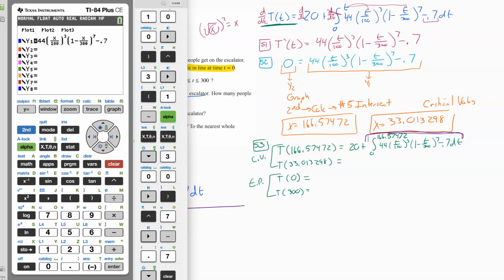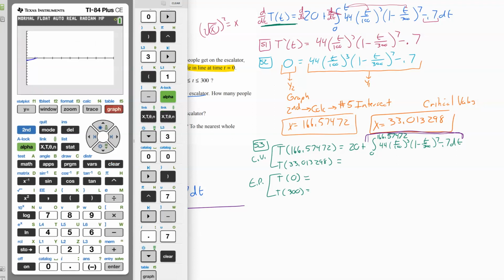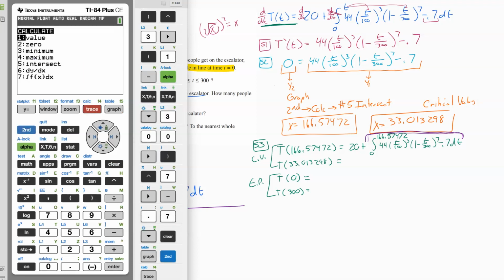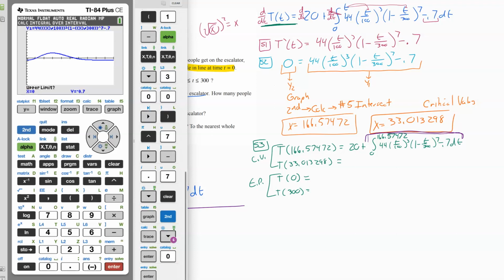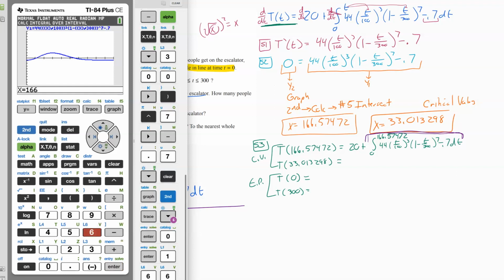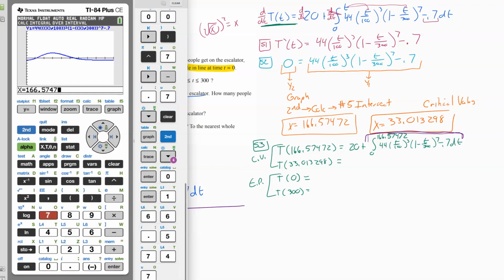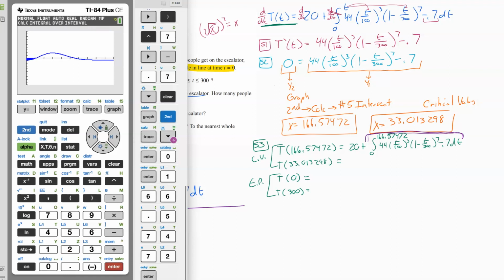Be careful on hitting clear too fast. I just told you to do that in an earlier video. But so we graph that, and now we're going to go second, calc, and we'll choose the number 7 option, integral of f of x dx. Our lower bound on this is 0. Our upper bound on this one was that critical value, 166.57472. We hit enter.